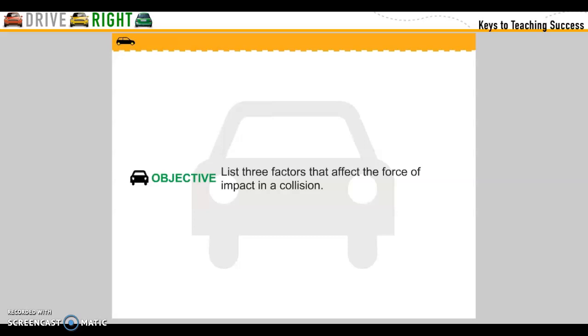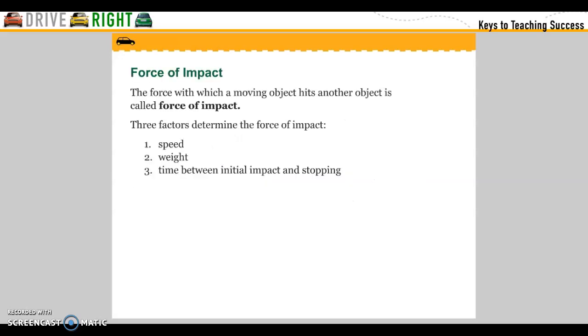Objective: List 3 factors that affect the force of impact in a collision. Force of impact. The force with which a moving object hits another object is called force of impact. 3 factors determine the force of impact: speed, weight, and time between initial impact and stopping.